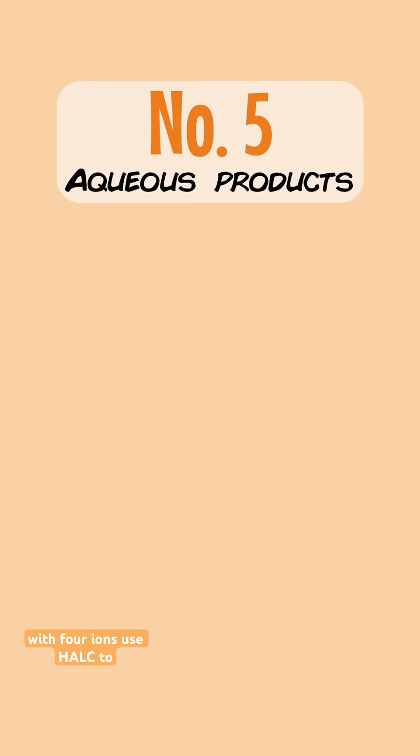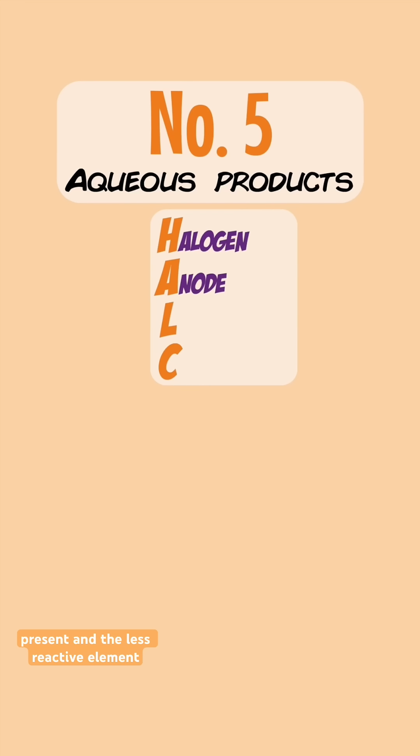And the fifth memory trick is for working out the products formed at the electrodes for aqueous electrolytes with 4 ions. Use HALC to remind you that the halogen is formed at the anode when present, and the less reactive element is formed at the cathode.